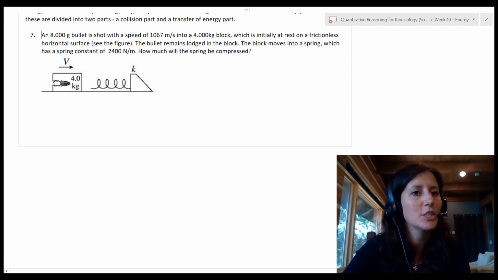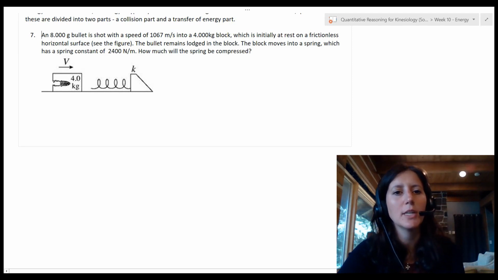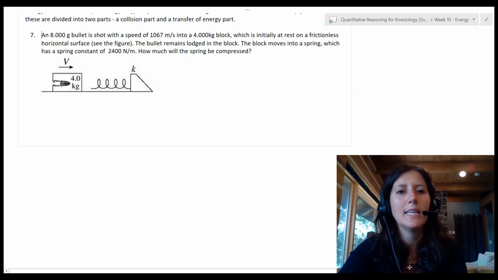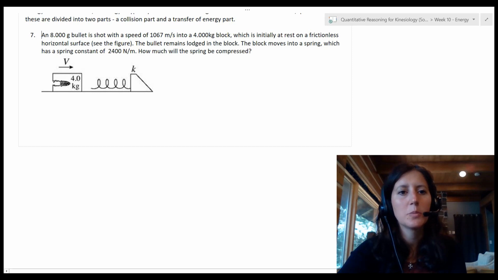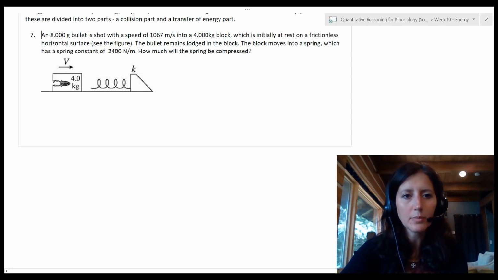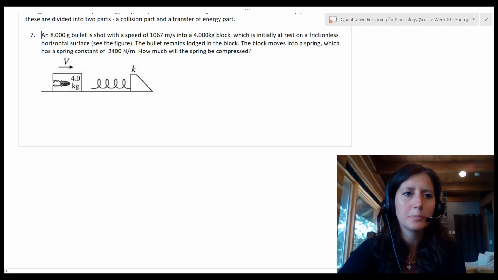Okay, so that's the collision. The bullet collides with the block. Then the bullet remains lodged in the block. So what kind of collision is that, when the objects collide and then they stick together? It would be an inelastic collision. Okay, so now we have the bullet and the block together moving into a spring. The spring has a spring constant, and the bullet-block compresses the spring. How much is the spring going to be compressed?